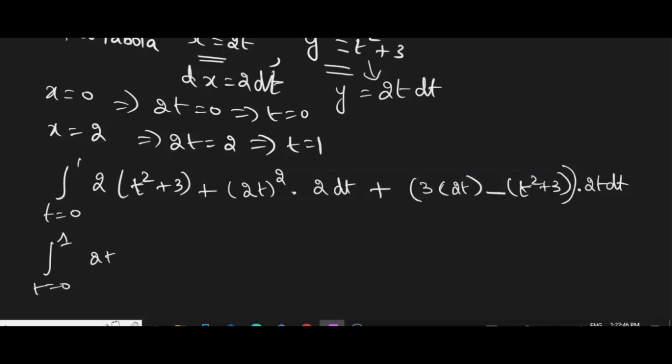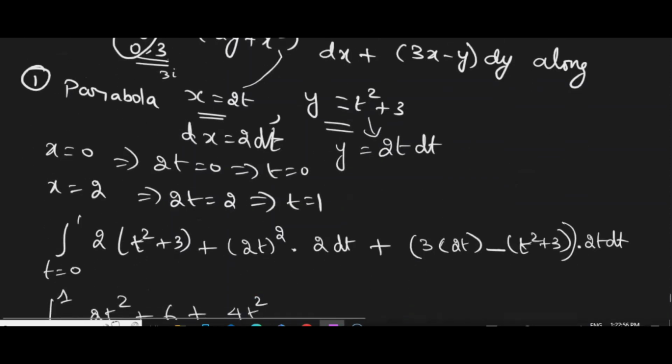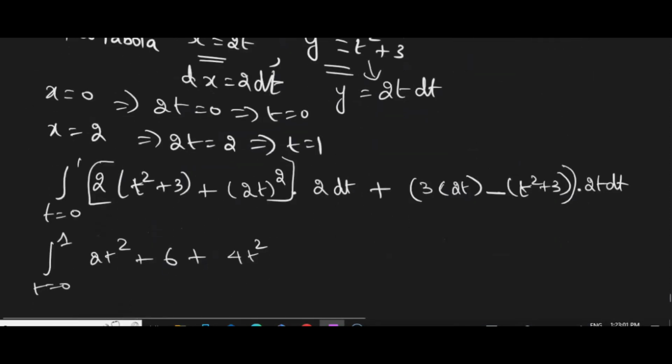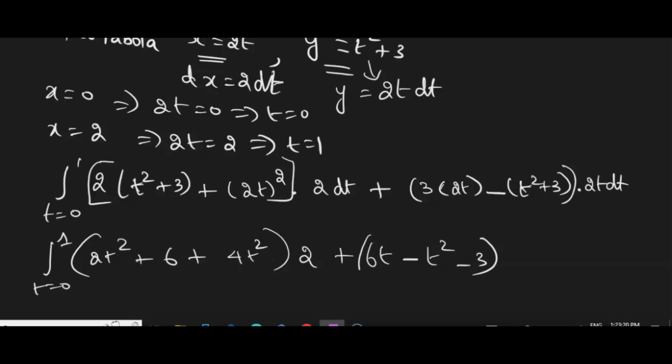So now you have to simplify this and bring it to a comfortable format. 2t square plus 6 plus 4t square, and you just check this, dx is 2 dt, which is common for all. So it has to be like this. Then in the next step you can write 6t square plus 6, and 2 dt I can take outside. Plus 3 2s are 6t, minus t square minus 3. Again one more 2t. Finally I'll write dt.